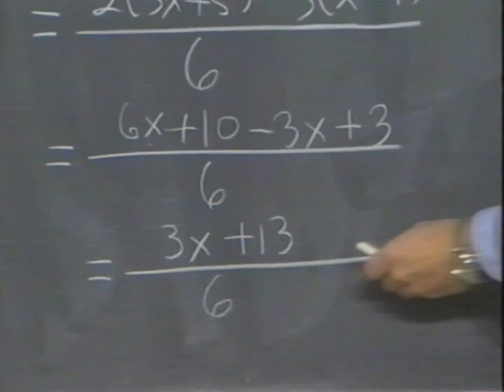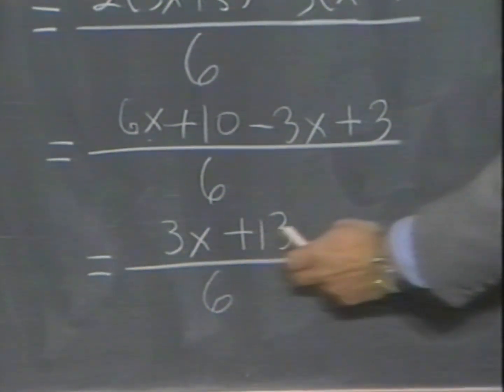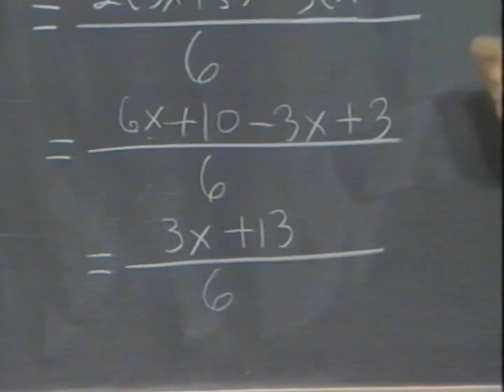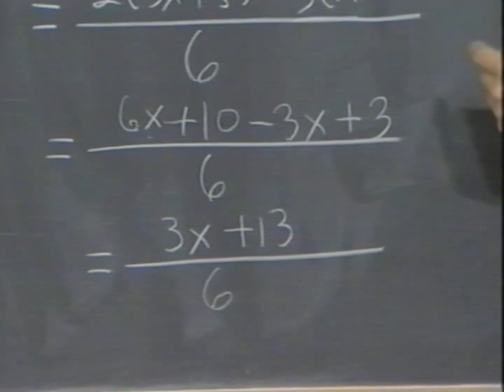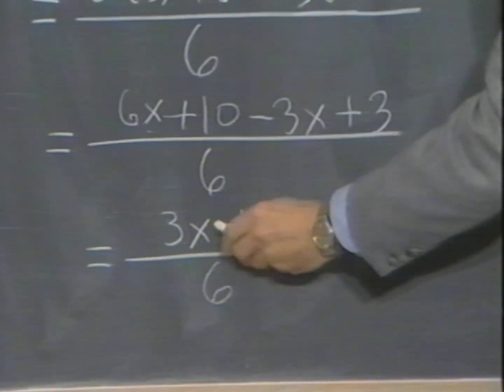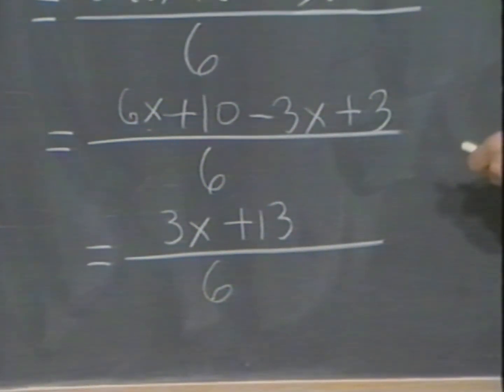Now, don't be tempted to try to cancel that 3 into this 6. These two terms are added together, and you can only cancel common factors from numerator and denominator. 3 is not a factor of the entire numerator, and therefore it cannot be divided out.